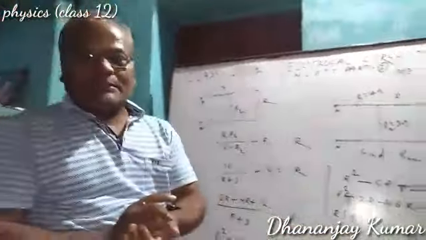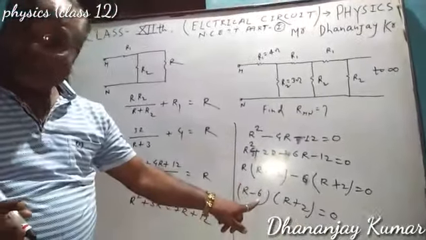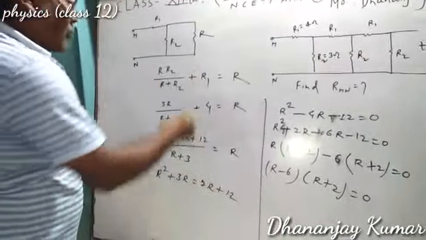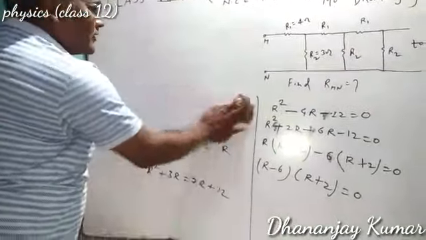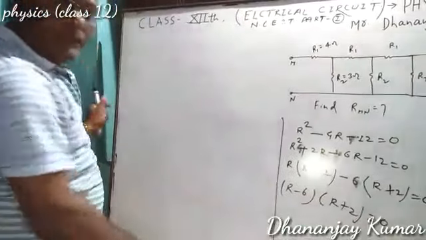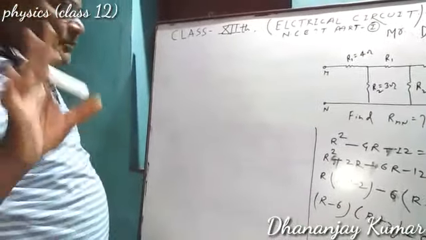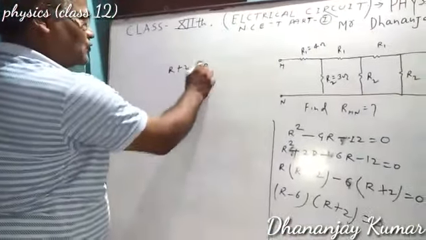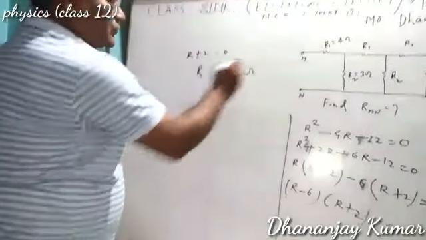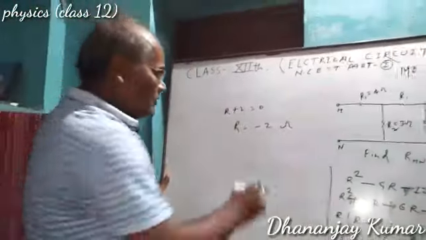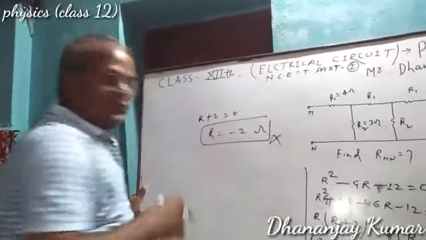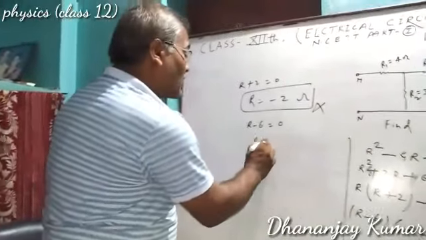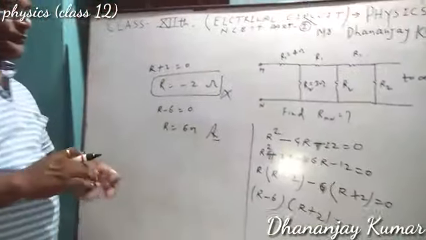And according to the concept of mathematics, either R minus 6 will be equal to 0 or R plus 2 will be equal to 0. But you remember already, the resistance of a conductor can never be negative. So if R plus 2 is 0, then R is minus 2, and it is not possible. And so this value is rejected. But if R minus 6 is 0, then R is equal to 6 ohm, and this is the answer.